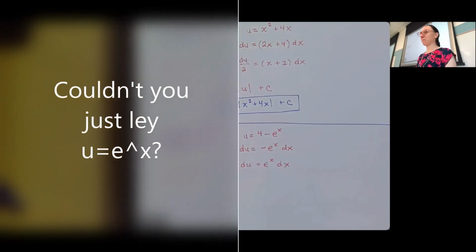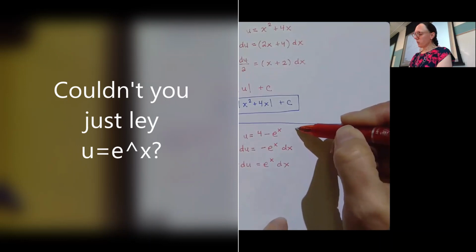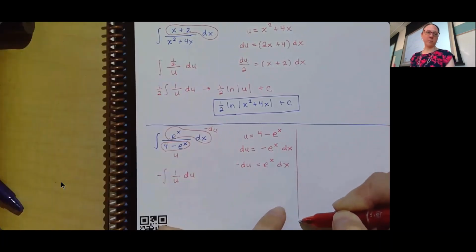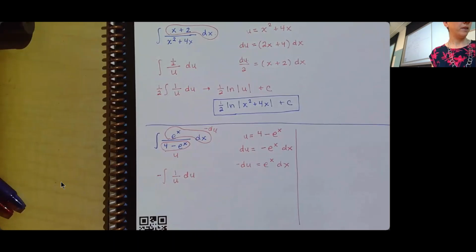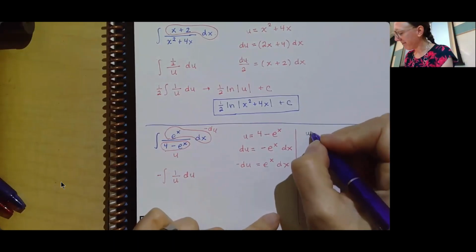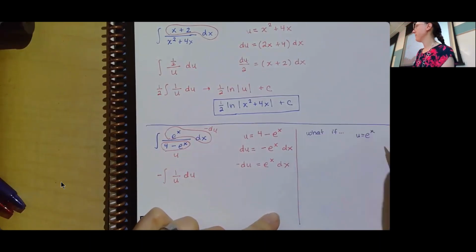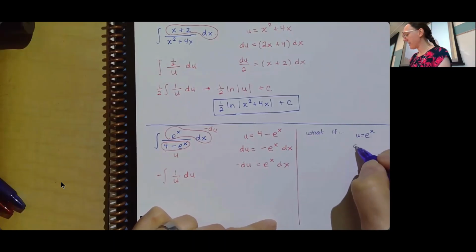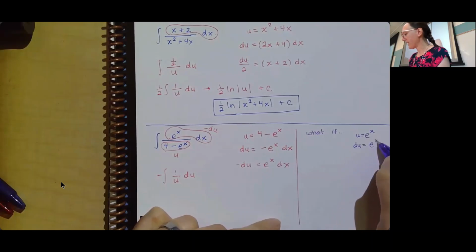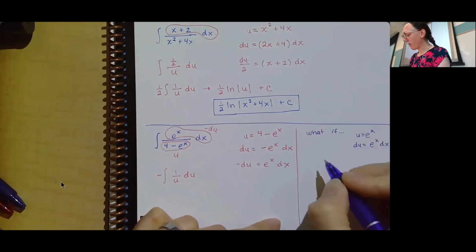Oh, could we technically put e to the x as u and then do it? Because then we don't have to multiply the du by a -1. So that's a really good question. So let's play the what if game. So what if we made u equal to e to the x? So if I made u equal to e to the x, then du would just be e to the x dx.